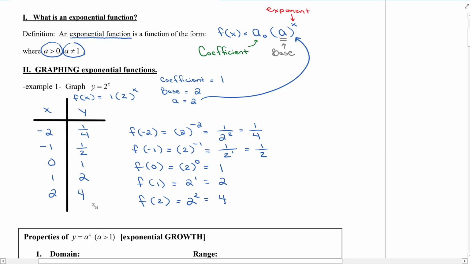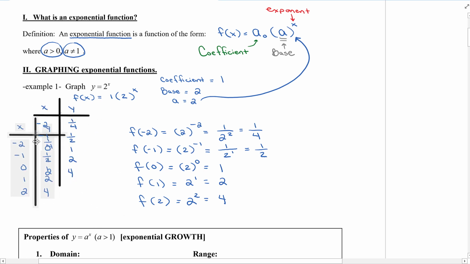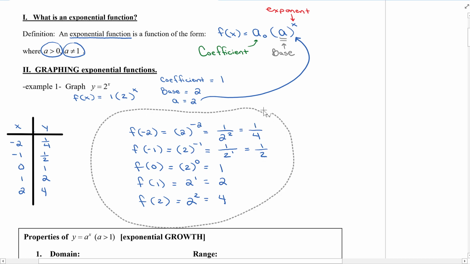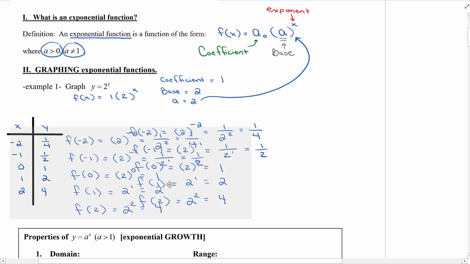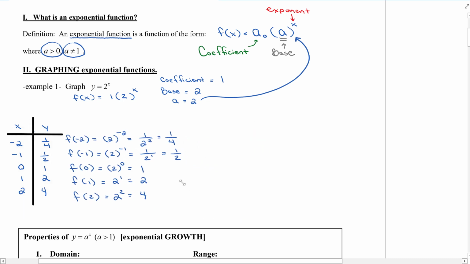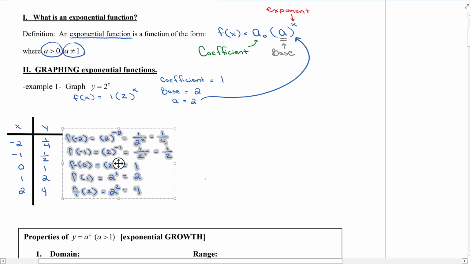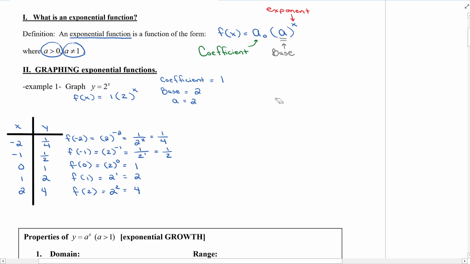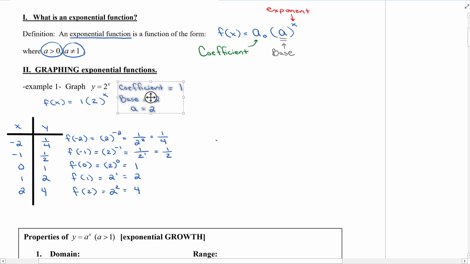I am going to go ahead and lasso the 2-column chart and move it to the left-hand side and shrink it. I'm also going to lasso the work I just did for finding my y values. I'm going to also shrink it and move it to the left. I'm also going to move a few more things over to the left to give me more space. I'm going to move my function that I rewrote as f of x equals 1 times 2 raised to the x to the left, and I'm going to move where it says coefficient equals 1, base equals 2, and a equals 2 to the left.